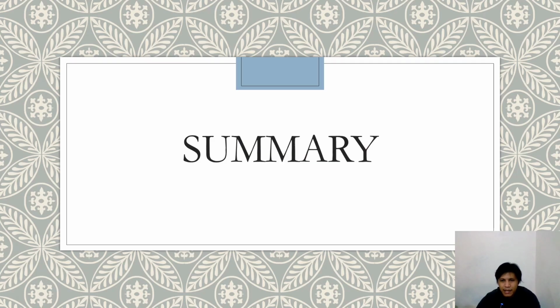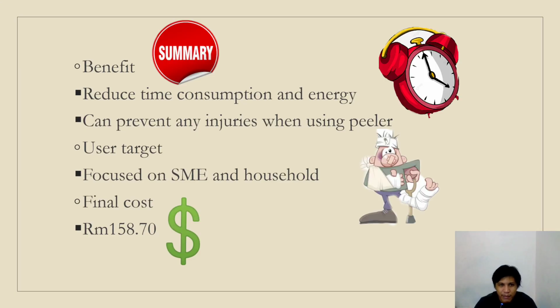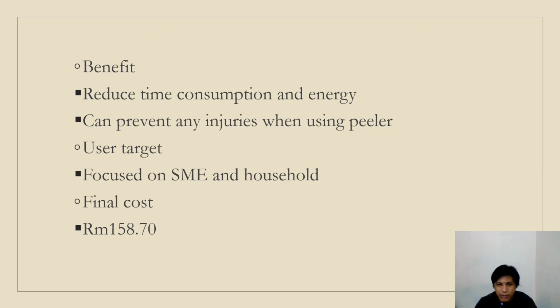For the summary, I will talk about the benefit, the target audience, and the cost of this product. The benefit of using this product is to reduce time consumption and energy when peeling fruit or vegetables, and it can also prevent injuries when using the peeler. The target users are mainly SMEs or households, and the final cost for our product is 158 ringgit and 70 cents.